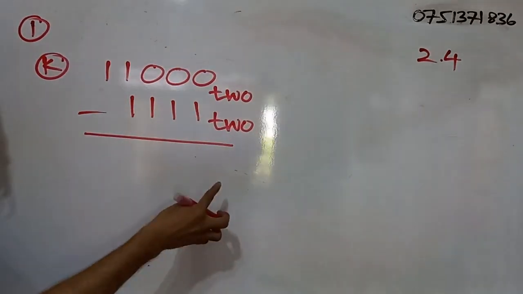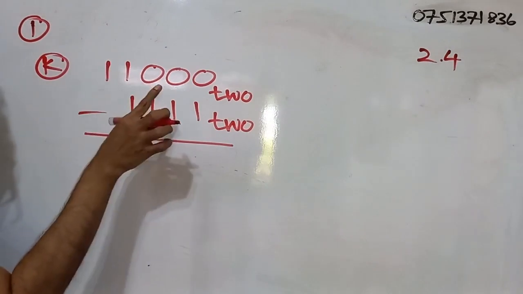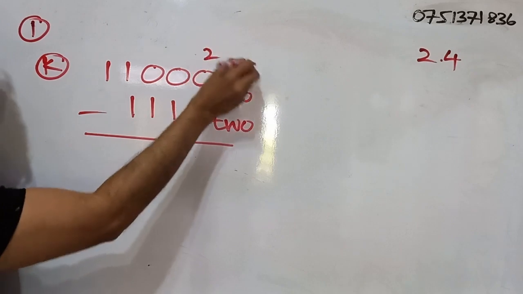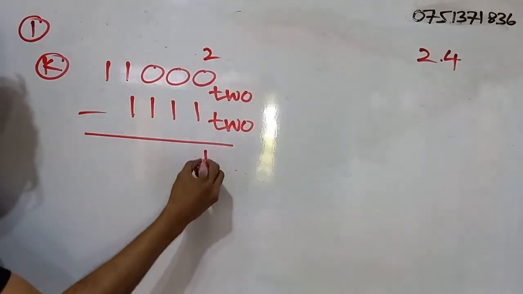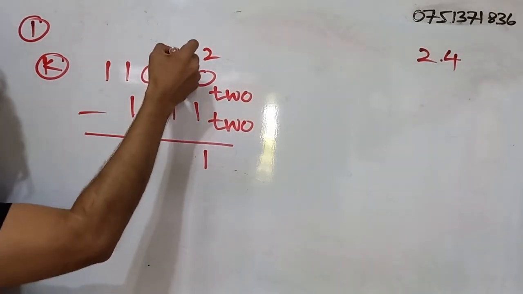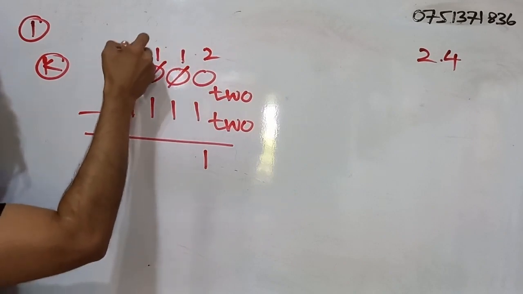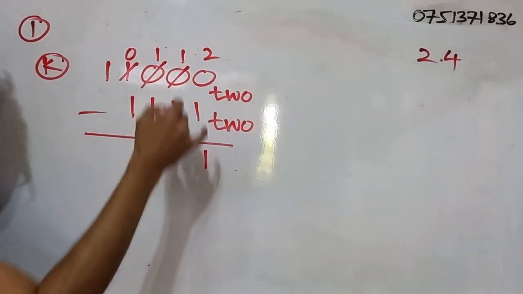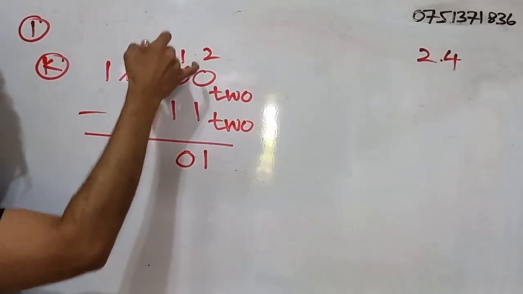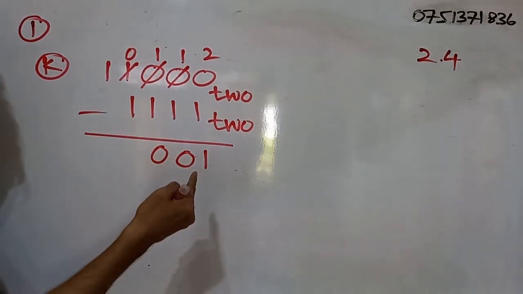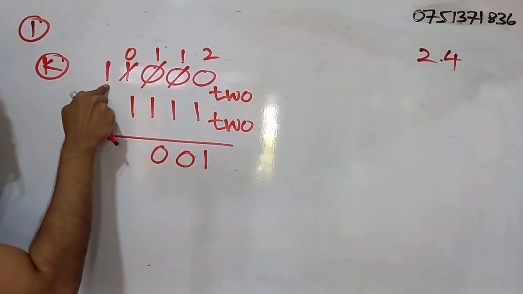0 minus 1 we can't do. So we have to borrow a 1. So we are borrowing from here. Right? So this becomes a 2. 2 minus 1, that is 1. Here the remaining digit will be 1. Here the remaining digit will be 1. Here the remaining digit will be 0. 1 minus 1, that's a 0. 1 minus 1, again we get a 0. 0 minus 1 we can't do. So what do we do? We borrow this one.